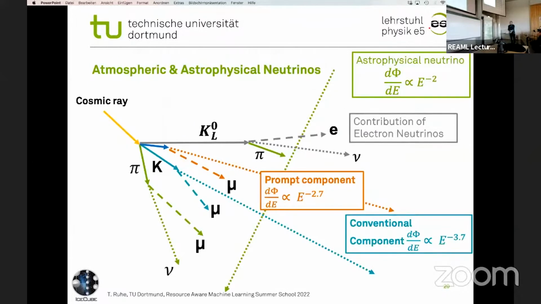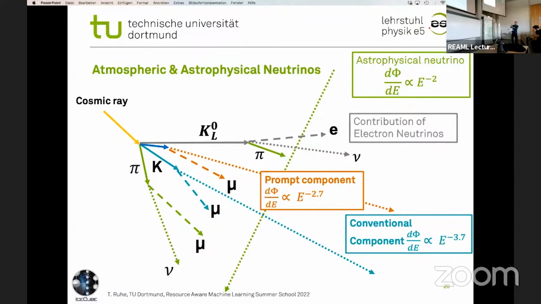Okay, so where do all of these neutrinos come from? Well, there's the green line. That would be an astrophysical neutrino. That in this case would not be detected because it was in coincidence with the cosmic ray, but for the sake of argument, let's assume we can. And we're assuming that this astrophysical neutrino will follow a power law. So the flux will fall off as the energy squared. Then there's all the atmospheric neutrinos that contribute to that.